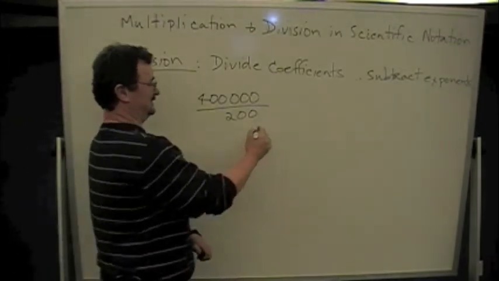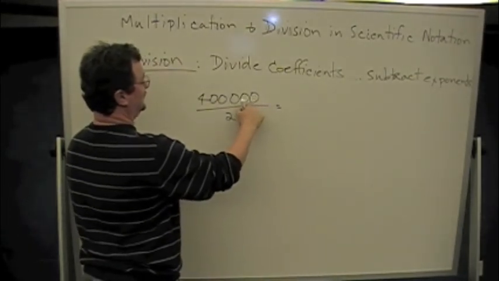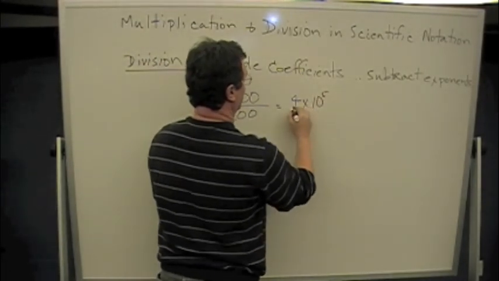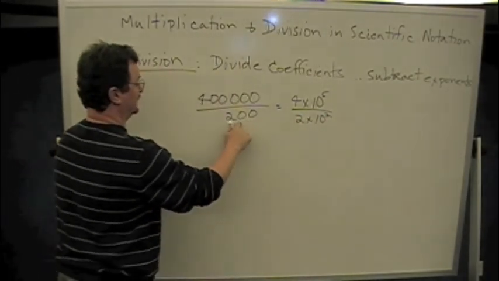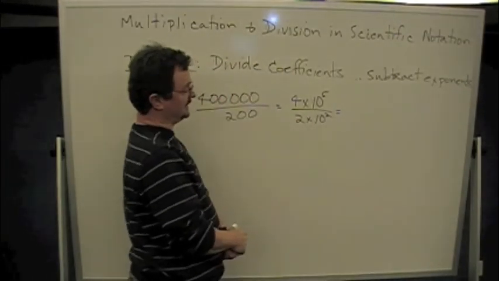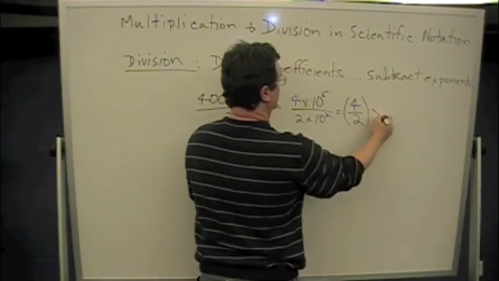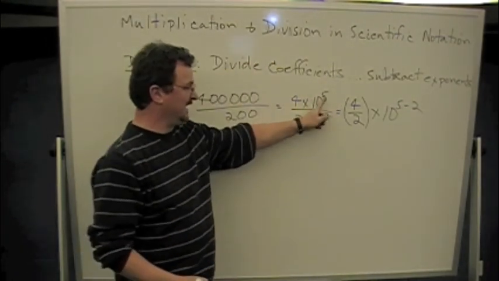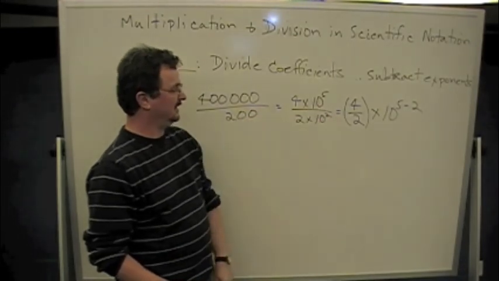Okay, hopefully we're back now. So you bring this up to scientific notation. You have 1, 2, 3, 4, 5 places. So this is 4 times 10 to the 5th. And on the bottom you have 2 times 10 to the 2. You bring this over 2 places to the left. So you have 4 times 10 to the 5th divided by 2 times 10 to the 2. So this becomes 4 divided by 2 times 10 to the 5 minus 2 power. This is easy because there's no negative signs. You're just subtracting the bottom exponent from the top exponent.